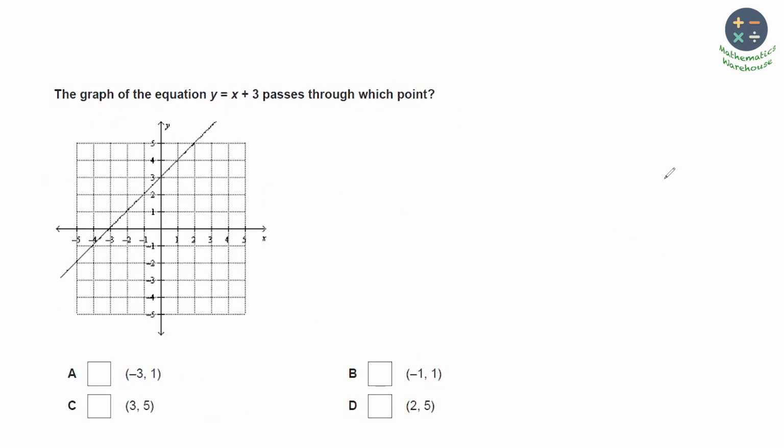Another question, the graph of the equation y equals x plus 3 passes through which point? Here each point is x and y, so we will substitute x and y in the equation y equals x plus 3. First one, when x equals negative 3, negative 3 plus 3 equals 0, not 1. So this point is not the answer. When x equals negative 1, negative 1 plus 3 equals 2, but this is not 2, so this is not the answer. When x equals 3, 3 plus 3 equals 6, not 5, so this is not the answer. When x equals 2, 2 plus 3 equals 5, so this is the answer.